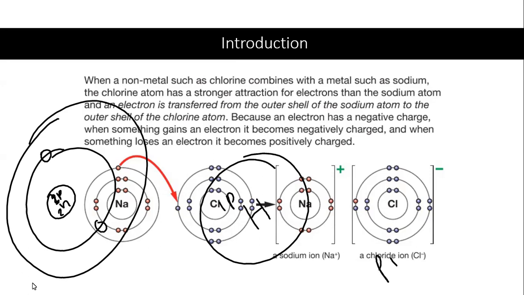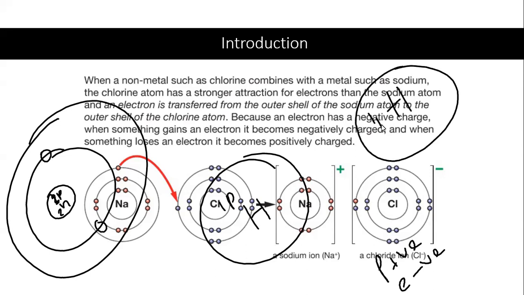We know protons have a positive charge and we know electrons have a negative charge. Let's take the example of hydrogen. In a normal hydrogen, you will have one proton and one electron. That one proton will give you a plus one charge. The electron will give you a minus one charge. So the total charge becomes zero.